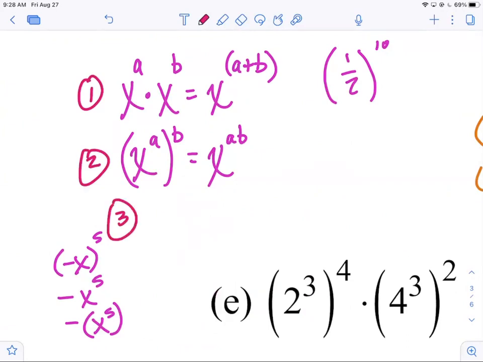Here's rule number 3. x to the a divided by x to the b is x to the a minus b. And it's important that it's the numerator exponent minus the denominator exponent, because is subtraction commutative? No. Do your worksheet, right? Those are the 3 important rules of exponents that you learned back in the day.